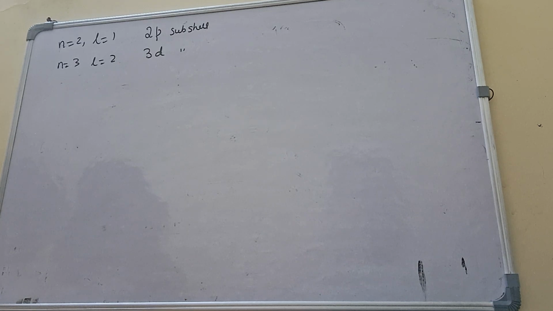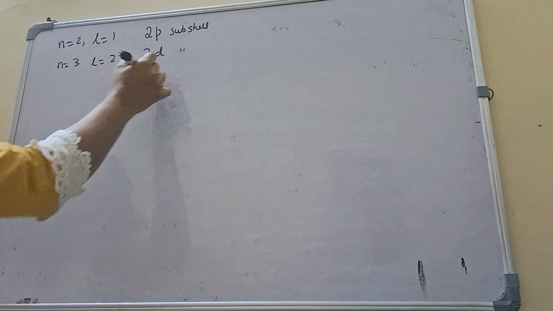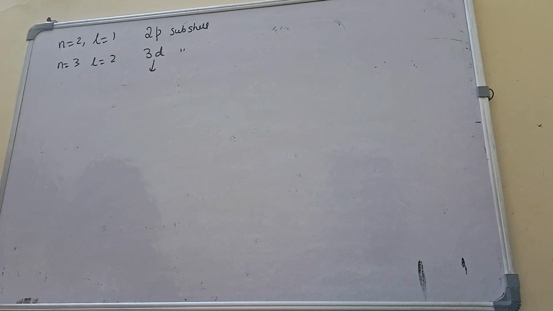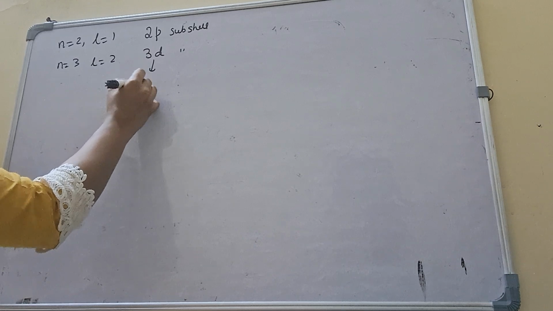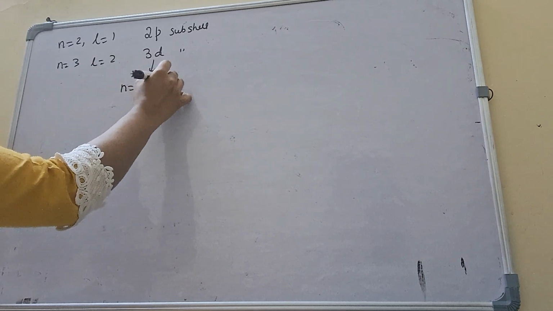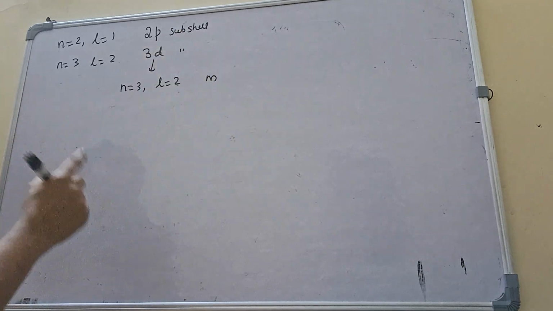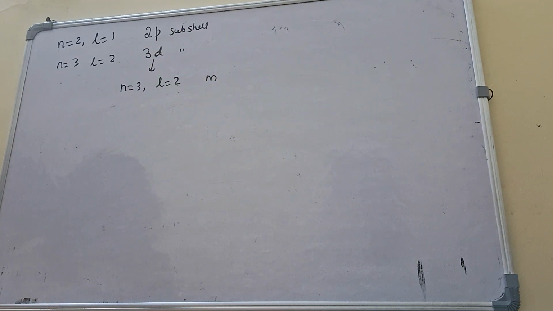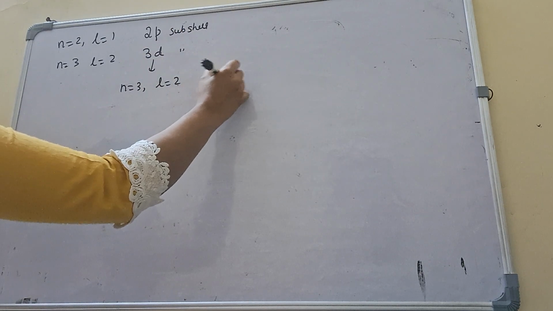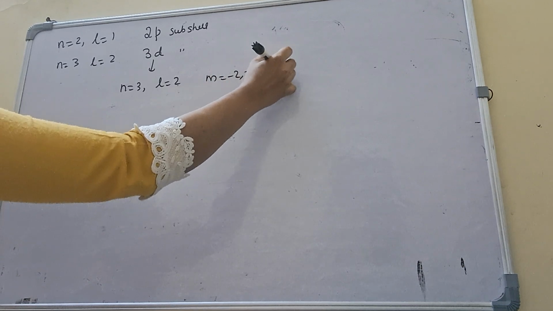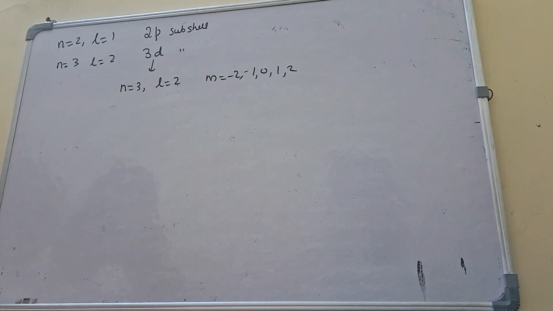We understood that, correct? Now, if they ask you, for 3d, what are all the quantum numbers for electrons in the 3d orbital? So what is n here? n is 3, l will be 2, and m here, because it is a 3d subshell, it will have 5 orbitals. So what will be the value of m? This will be the value of m. So in case they give you the subshell and ask you to write all the numbers, this is what you will write.